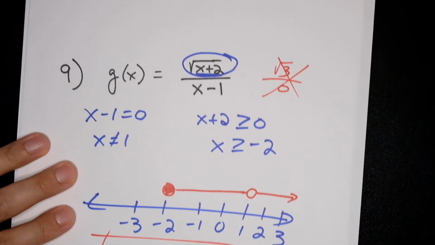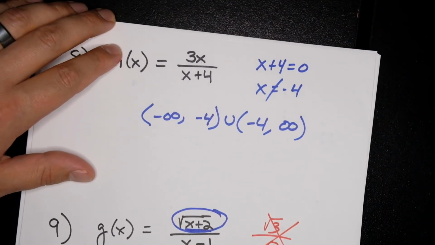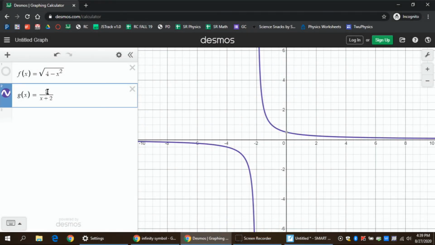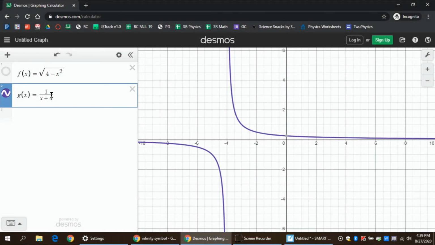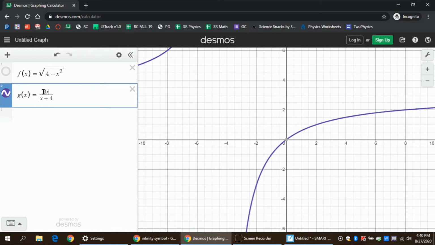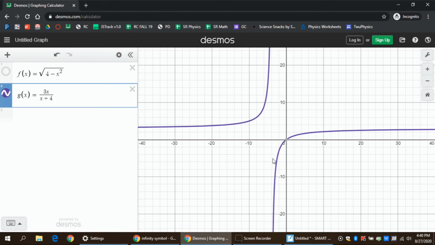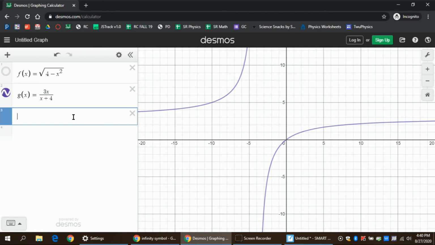We had on number 8, 3x over x plus 4. Let's go through and type that in. 3x over x plus 4. So I'm going to change that to a 4. And we've got 3 times x. And so let's zoom out so we can see what's going on a little bit easier. It looks like we should have a vertical asymptote maybe at negative 5. But I think if we zoom out further, this is a case where it might be kind of hard to see on the graph. But we can still check our answer.